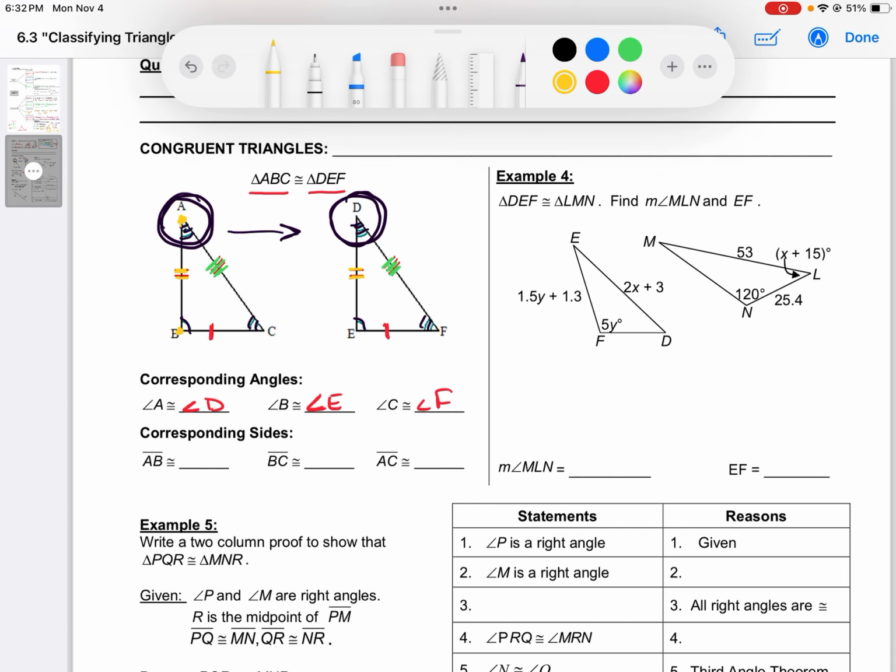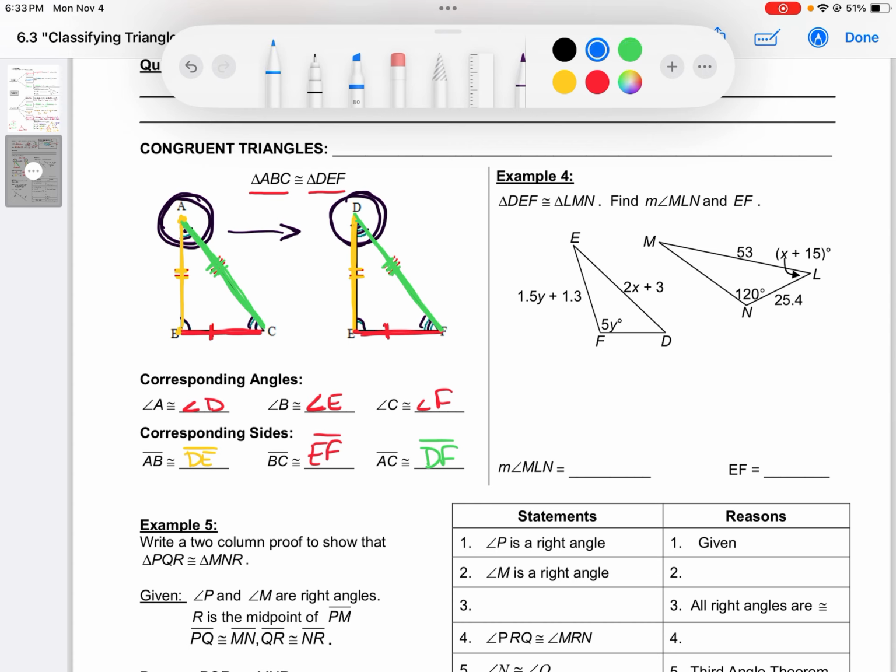And then we could also look at sides, all right? A to B, all right? This side here that I'm putting in yellow corresponds to DE. And BC that I'm putting in bright red corresponds to EF. And the hypotenuse AC that I'm putting in green corresponds to DF.